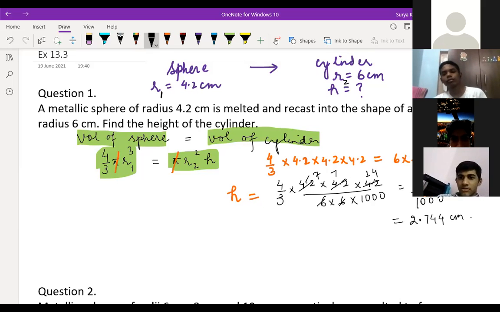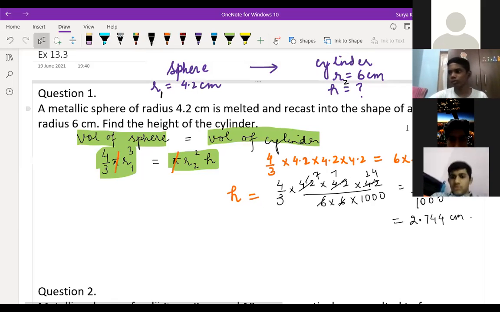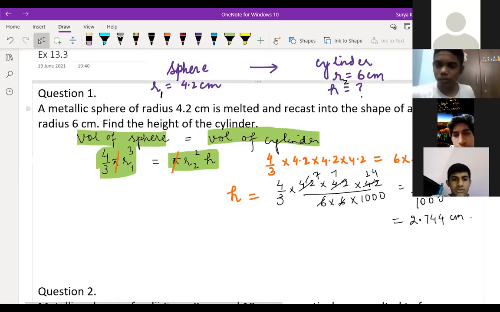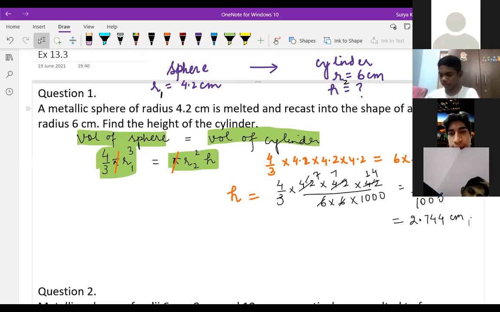Check it once, children. We are getting the same or not? 7 sevens are 49. Yes, sir, it's correct, sir. Okay. Are you getting any doubt here, children? No one is getting doubt here.